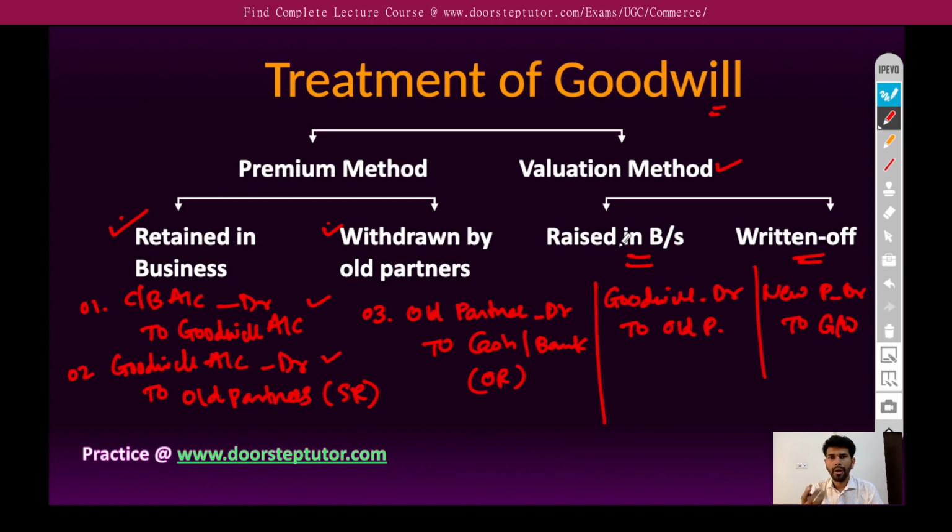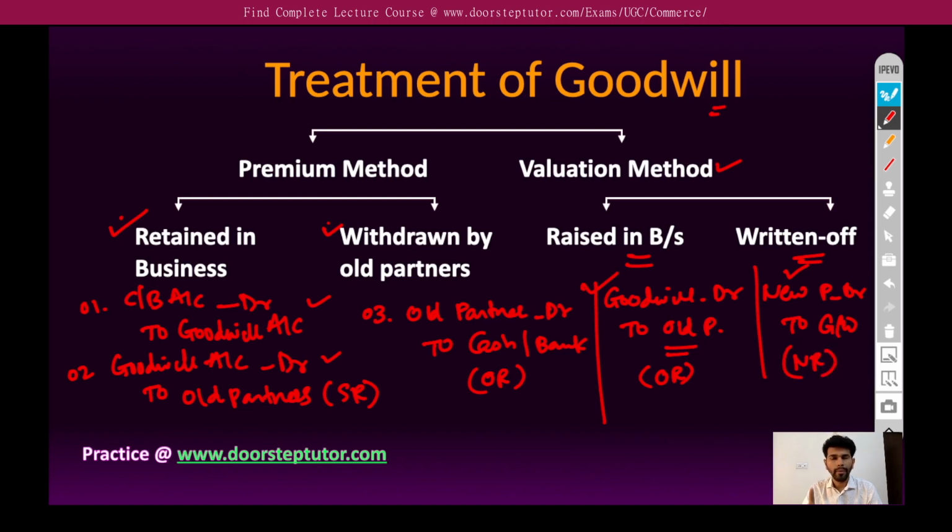When the amount of goodwill is raised in the balance sheet, then the entry will be goodwill account debit to old partners capital account, and when the goodwill is written off from the balance sheet, then the entry will be new partners capital or current account debit to goodwill account. Here the amount will be distributed among old partners in old ratio, and in the write-off case the amount of goodwill will be distributed among new partners in new ratio.